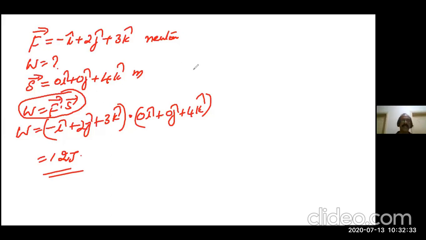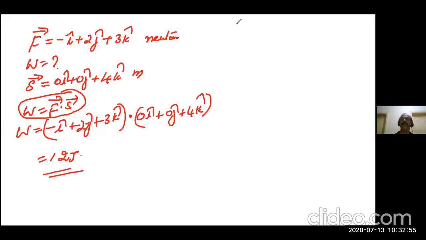Is it over? Yes, sir. Mustafa, do you have any doubt? Sir, it should be 12K. No, sir, K dot K will be 1, right? Yes, sir, sorry. It's a dot product, the answer is a scalar. K dot K is 1 into cos 0.